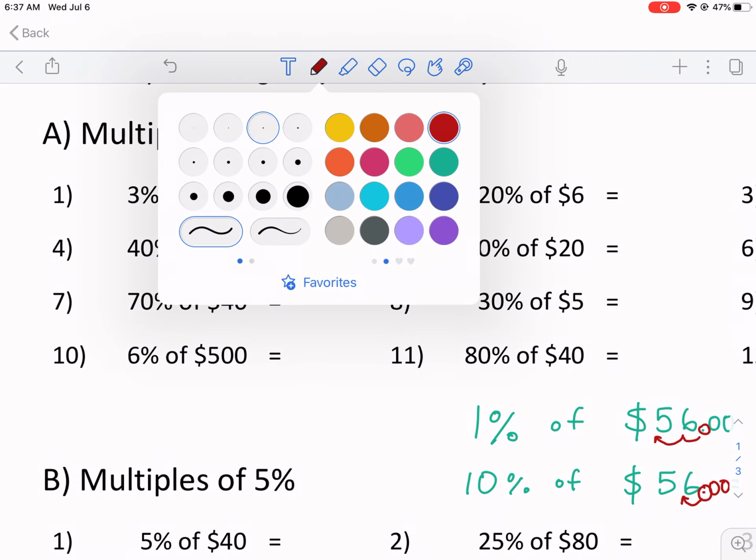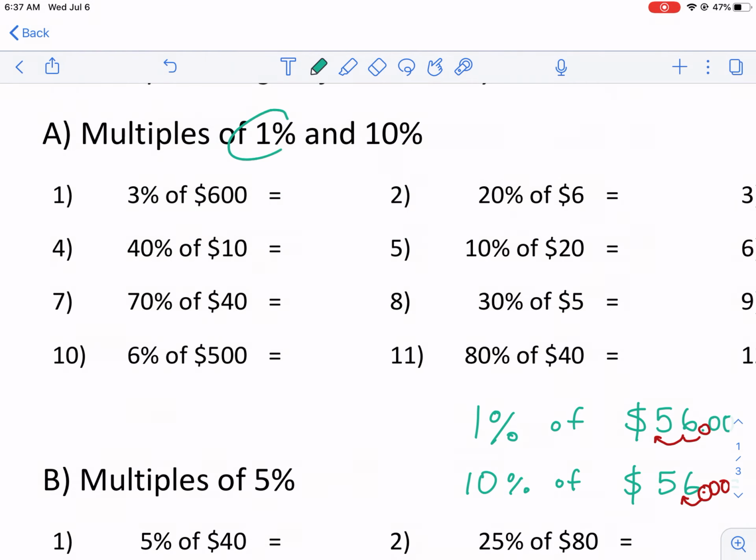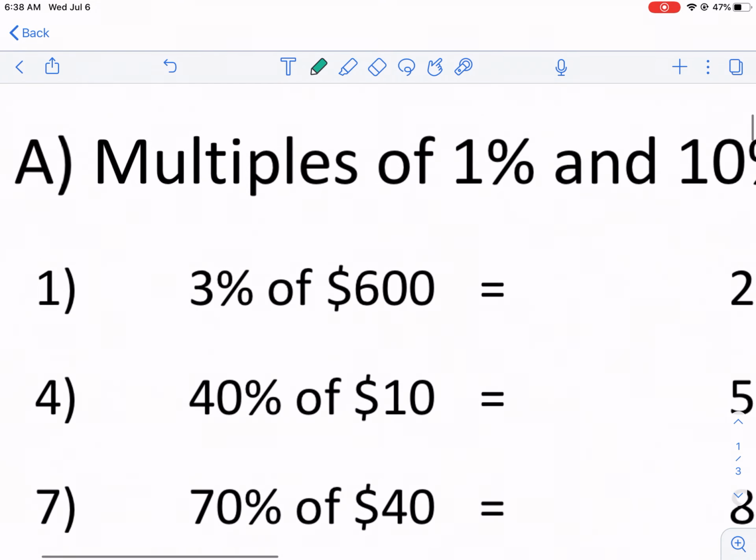So, okay, we're looking at multiples of 1% and 10%. If we have 3% of 600, the first thing we want to do is first find what 1% is, okay, of 600. And to find 1%, again, we're just going to put our decimal place down. You can imagine there's a double zero there, but you don't really need it. And we're going to move it over 2 places. Now, why did I choose 1%? Because I saw that 3% is a multiple of 1%, okay? Very easy multiple. So I know that 1% is $6.